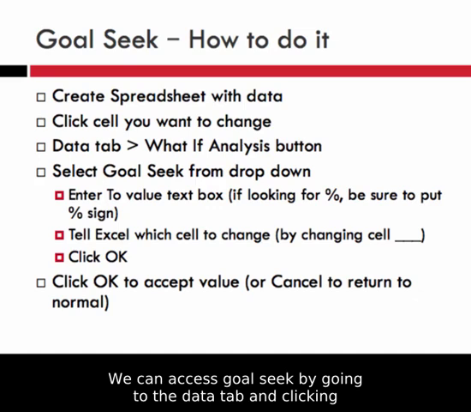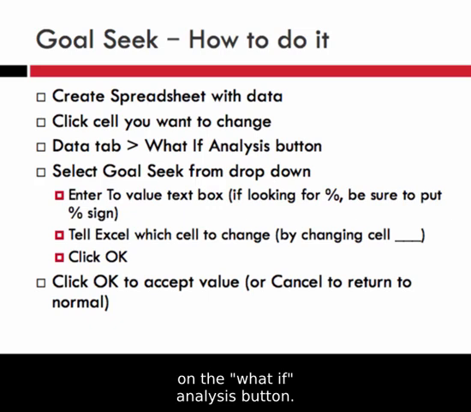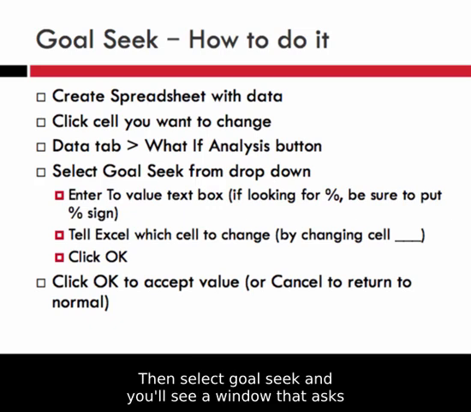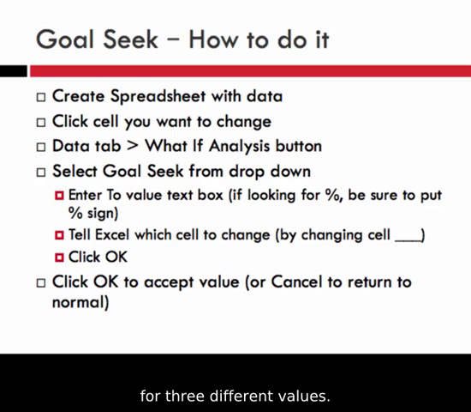We can access GoalSeek by going to the Data tab and clicking on the What If Analysis button. Then select GoalSeek and you'll see a window that asks for 3 different values. The To value text box is for the result you're interested in seeing. Then you tell Excel which cell it can change, and then click OK and OK again to accept the value it found.